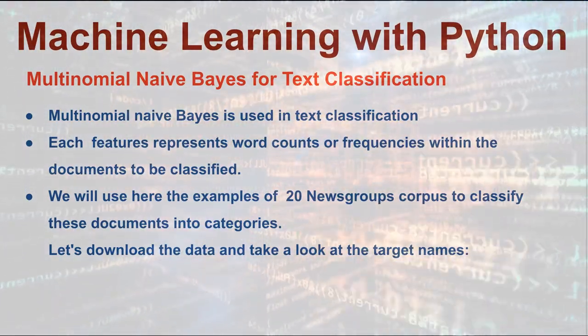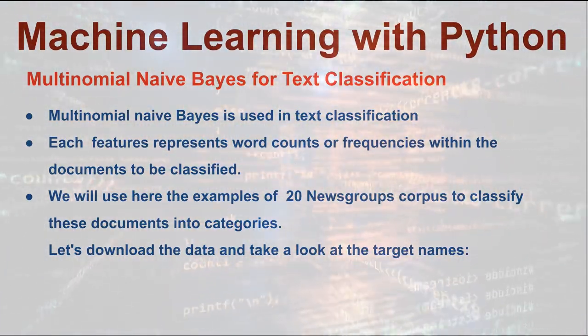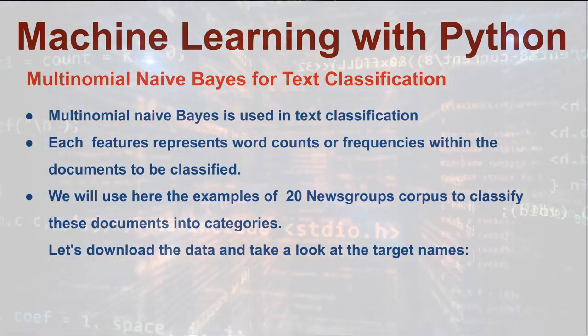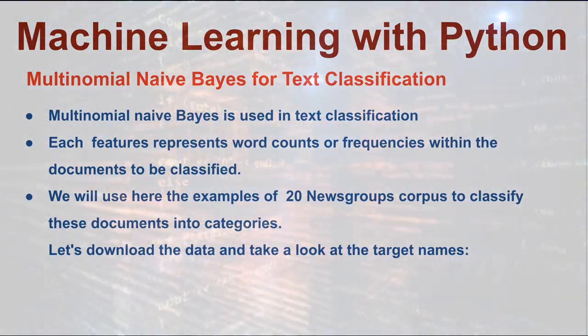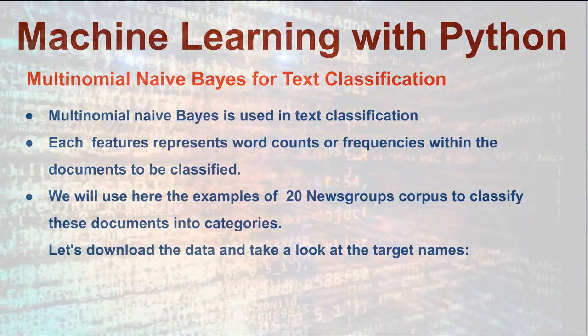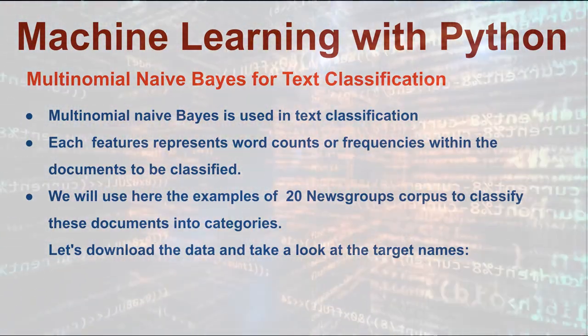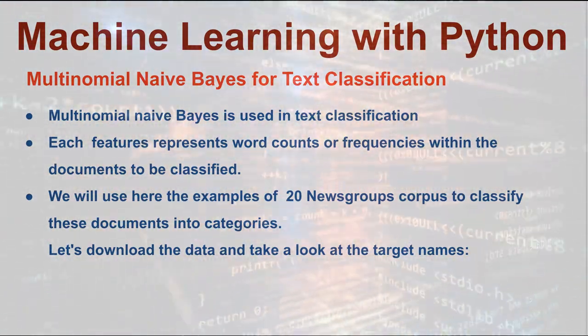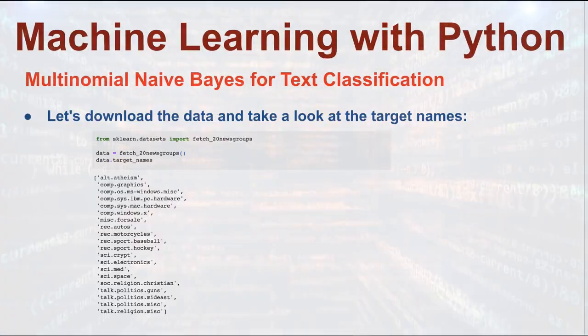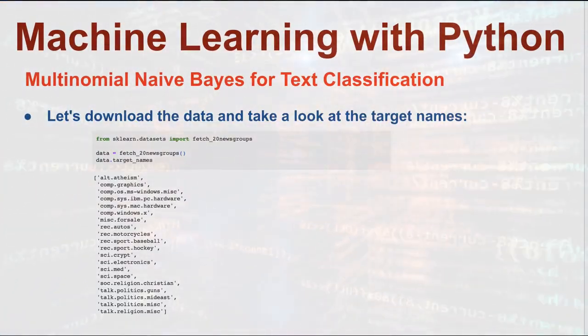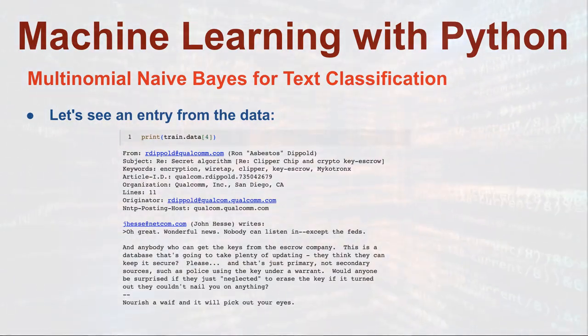Multinomial Naive Bayes is widely used in text classification, where the features are related to word counts or frequencies within the documents to be classified. For example, we will use the sparse word count features from the 20 newsgroups corpus to classify these documents into categories. Let's download the data and take a look at the target names. Here are some entries from the data.